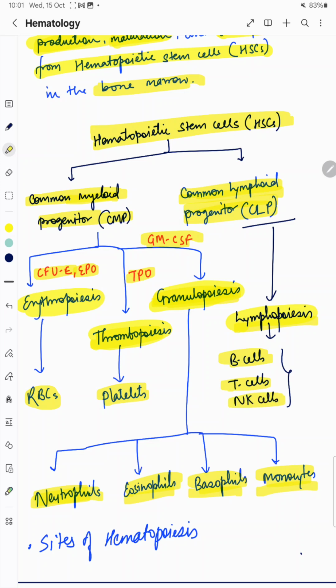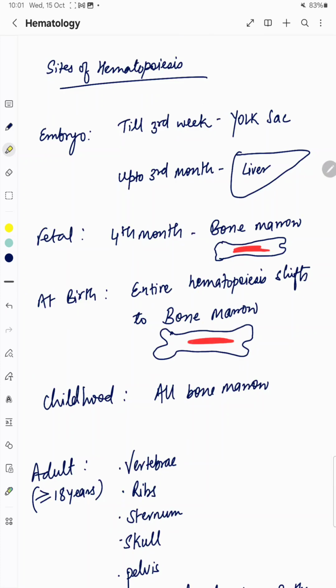Now we will see the various sites of hematopoiesis. In the embryo till the 3rd week, hematopoiesis takes place in the yolk sac. Up to the 3rd month, the liver is the main site of hematopoiesis. In fetal life, at 4 months, hematopoiesis starts in the bone marrow. At birth, entire hematopoiesis shifts to bone marrow.